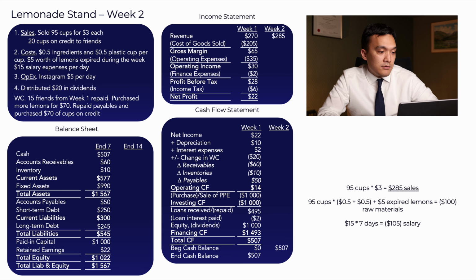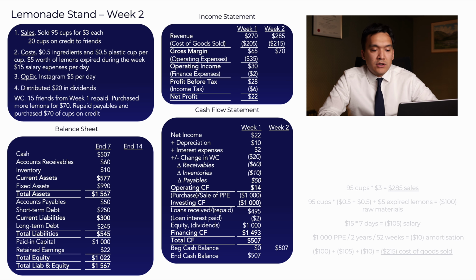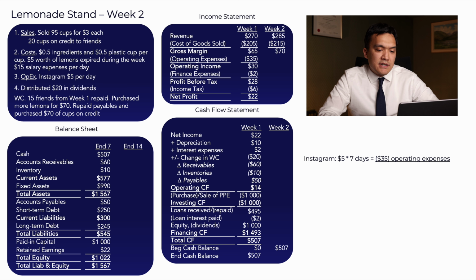Then we had $15 of salaries times 7 days. We have $105 of salary expenses. And again amortization of $10 during week 2. So $100 plus $105 plus $10, we have $215 of cost of goods sold during week 2. So 285 minus 215, we have gross margin of $70 for week 2. For operating expenses, again we have $35 of Instagram ads, and 70 minus 35, we have operating income of $35.